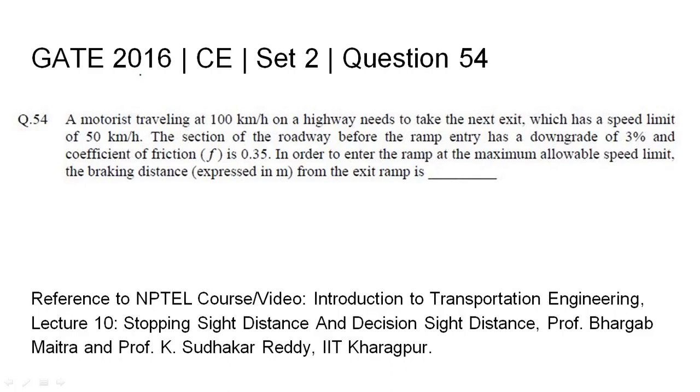GATE 2016 Civil Engineering Set 2 Question 54. A motorist traveling at 100 km per hour on a highway needs to take the next exit, which has a speed limit of 50 km per hour. The section of the roadway before the ramp entry has a downgrade of 3% and coefficient of friction F is 0.35. In order to enter the ramp at the maximum allowable speed limit, the braking distance expressed in meters from the exit ramp is. The relevant NPTEL reference has been cited.